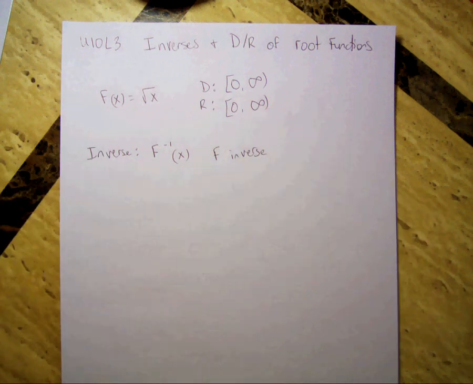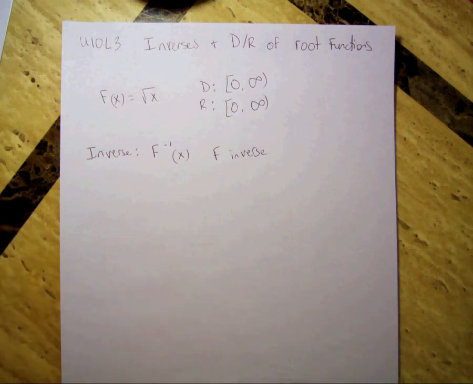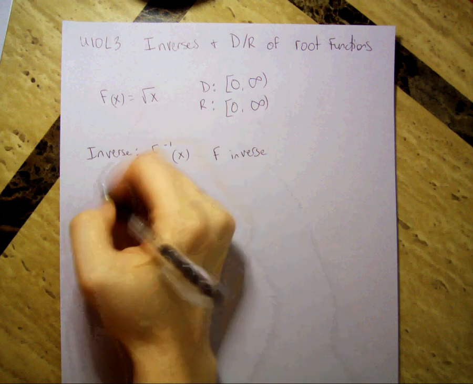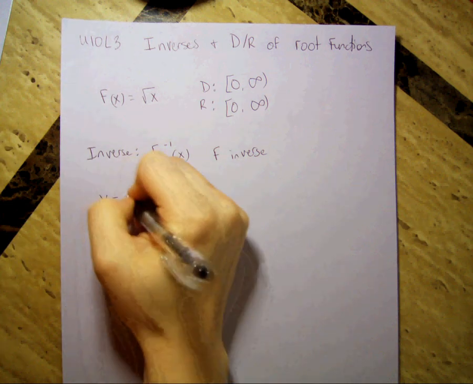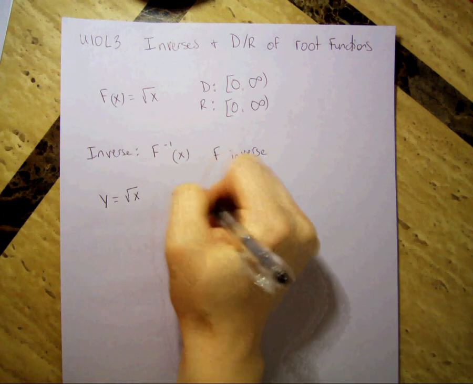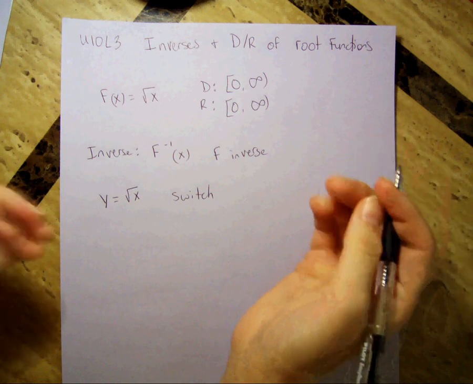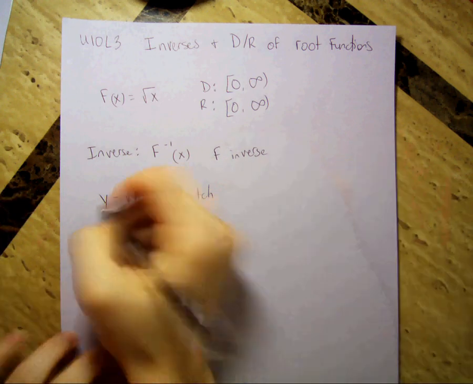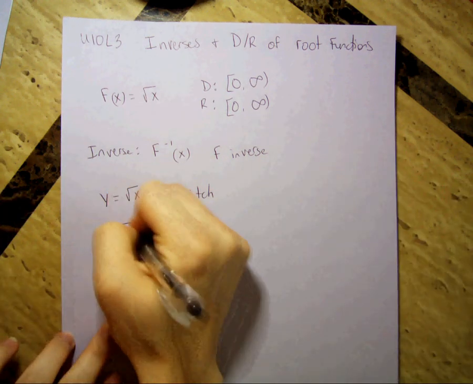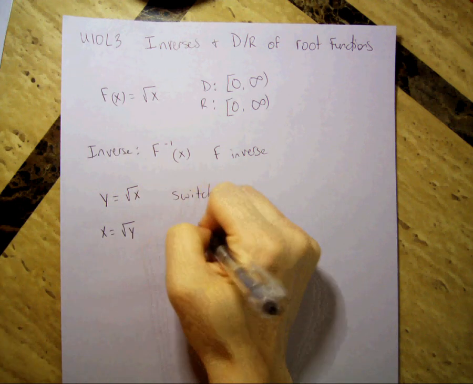And we talked last semester about how to find the inverse of a function. No matter what the function is, we literally switch our x and y value. And so if we say this is y equals the square root of x, then we're going to do a little switcheroo, and we're literally going to put x in y's place and y in x's place. So I get x equals the square root of y. And now I want to solve for y again.